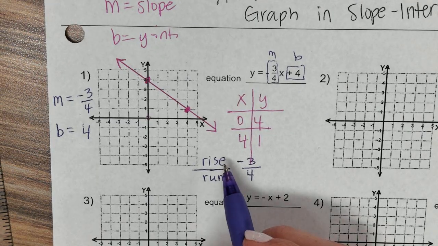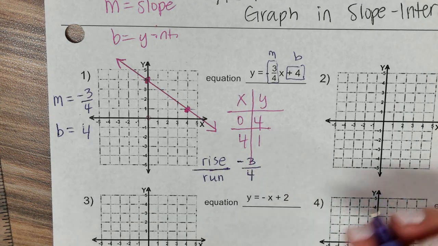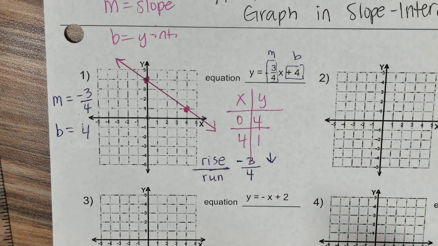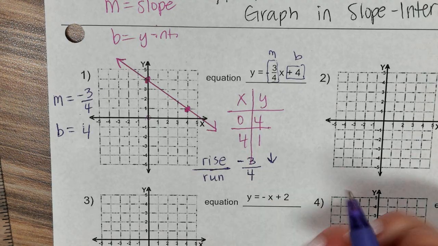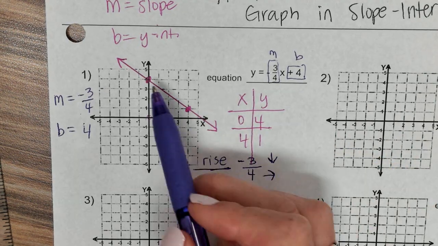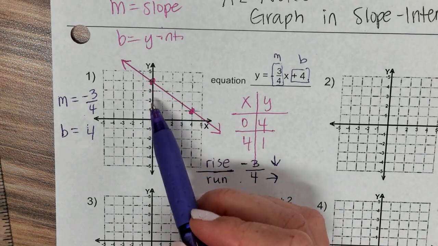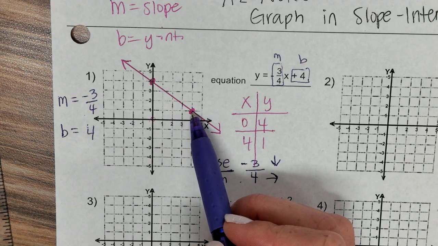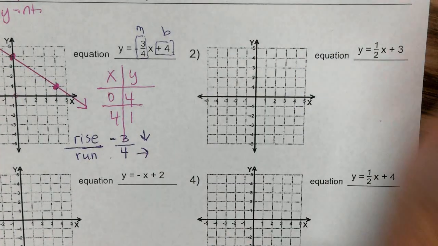So again, my rise goes up and down. Since it's negative, would it go up or down? Down. My run goes right or left. Since it's positive, which way would I go? Right. So everybody look, you start at your y-intercept, you go down 3, right 4. 1, 2, 3. 1, 2, 3, 4. Are those the 2 dots my calculator gave me? Yes. So now we're going to do this one, and we're going to do slope-intercept.